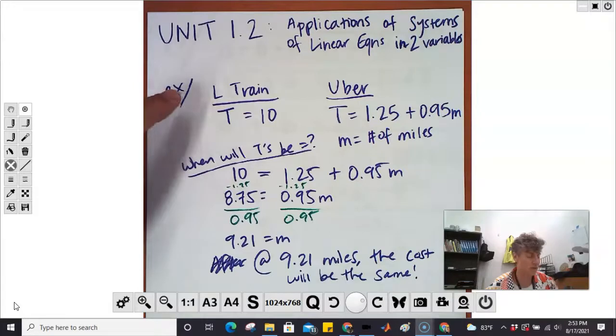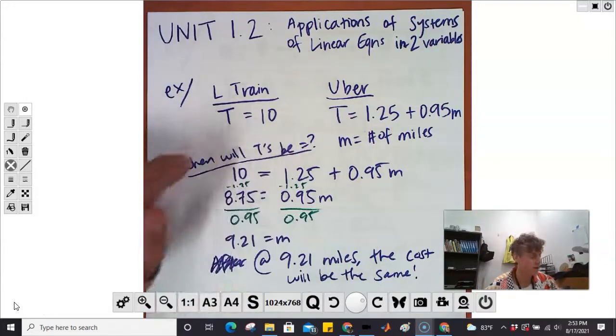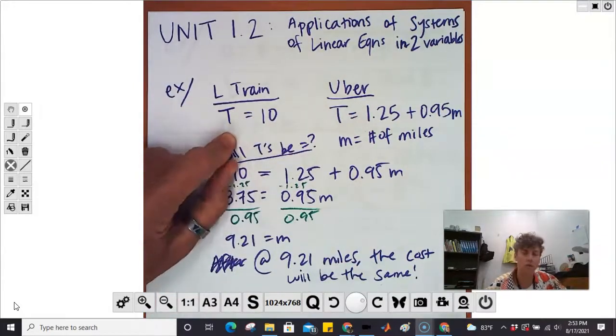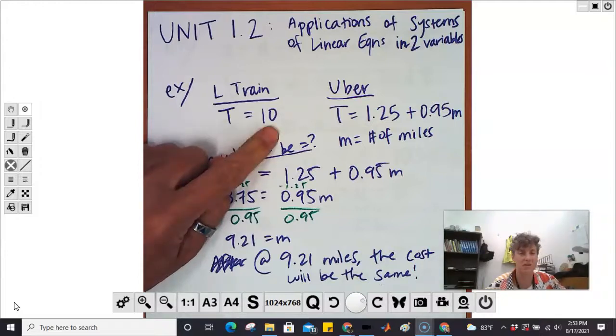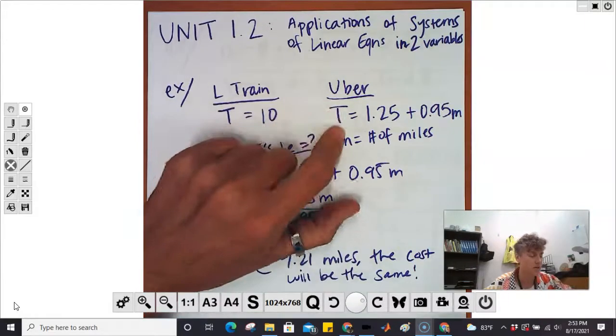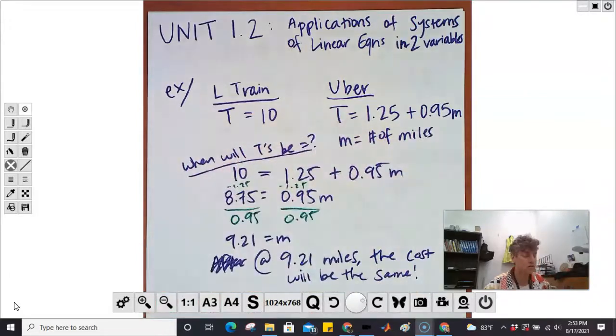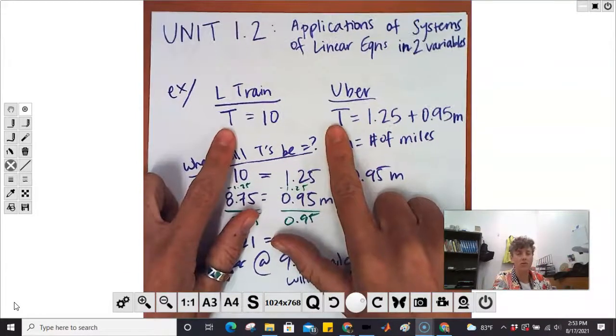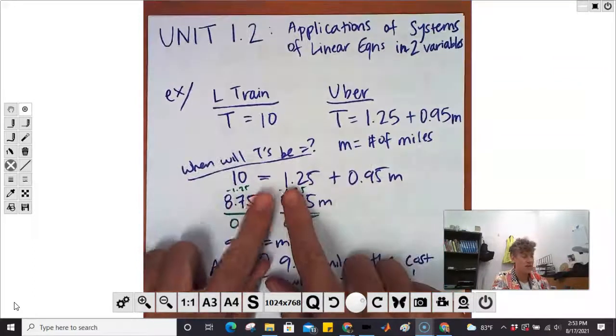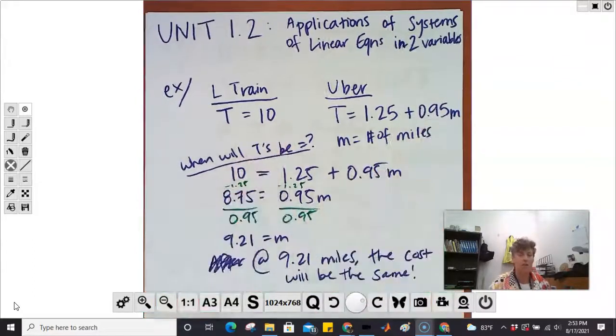So we did the one with the L train versus the Uber, where our total cost for the L train was going to be $10 a day regardless. The Uber was going to be $1.25 plus 95 cents per mile. We were looking for when the total cost is going to be the same. So we set their expressions equal to each other and solved.